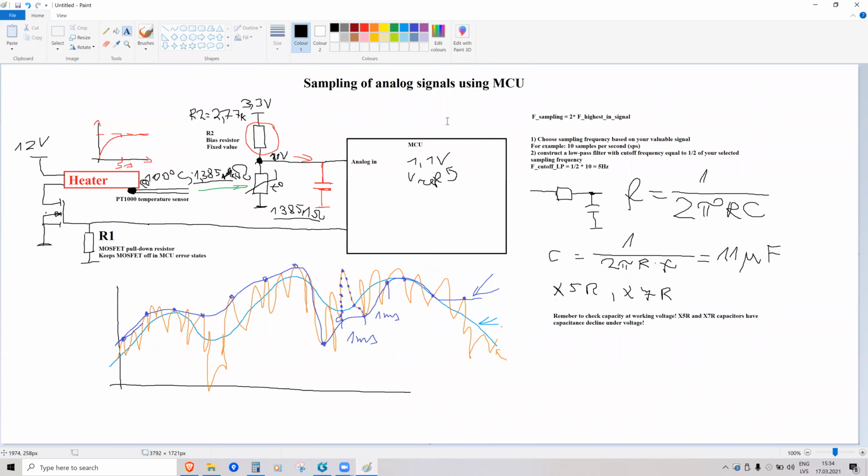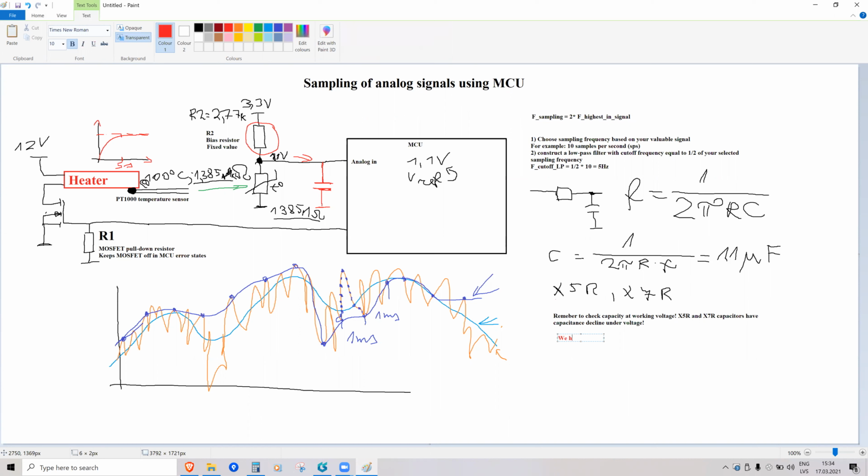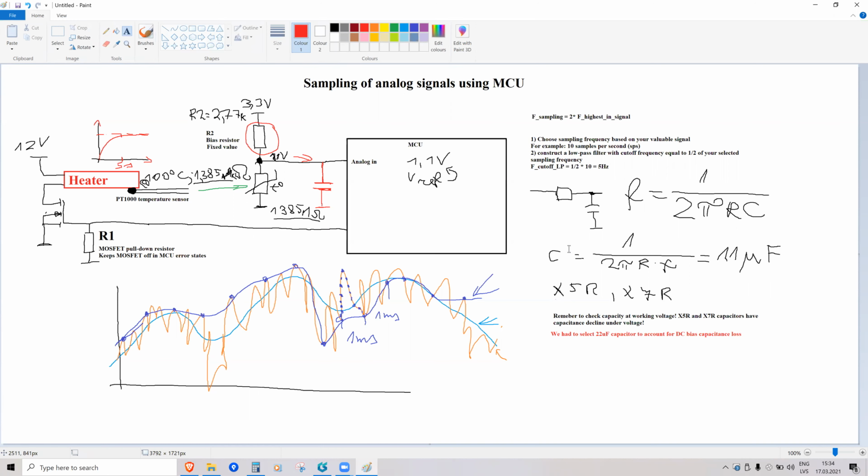So I will write it down here that in red, we had to select a 22 microfarad capacitor to account for DC bias capacitance loss. And basically I can just put that capacitor here between the signal and ground, and together with this resistance, it will work as a low pass filter. We don't actually need this second resistor. So it's kind of done.